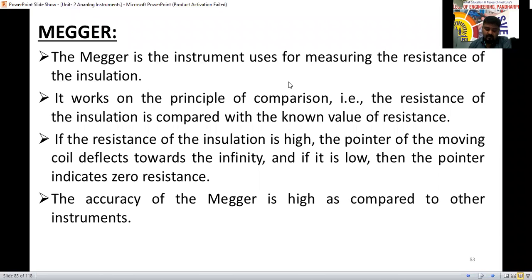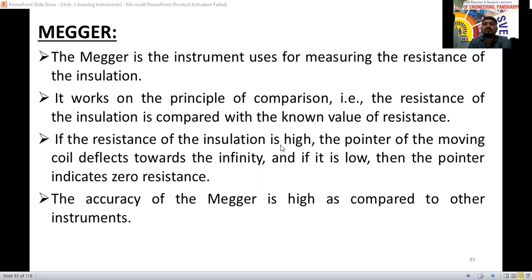So we know the characteristic of resistance is inversely proportional to the current. Yes, if the resistance increases, then the current will decrease. So the insulation will not allow the current to flow, which means it has high resistance here. The insulating materials or insulators have very high resistance. For that reason, the Megger is going to measure the insulation resistance here now.